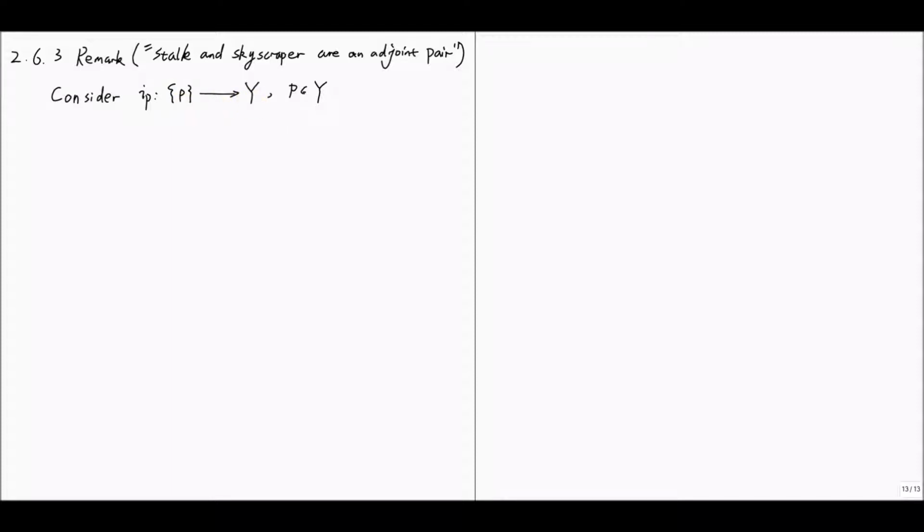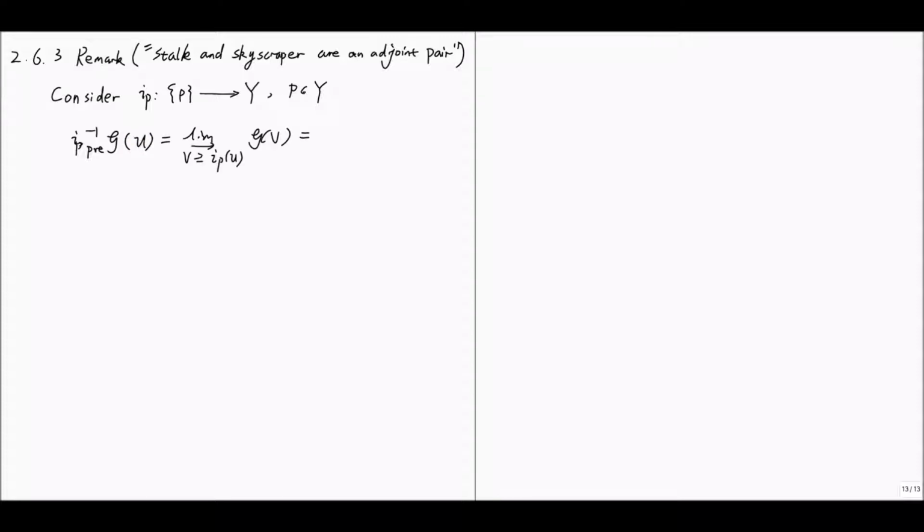And now let's compute S sub P pre-inverse G of U, where U is an open subset of this one-point space P. There are only two choices for U. Either it is the whole space, the one-point set P, or it is empty.